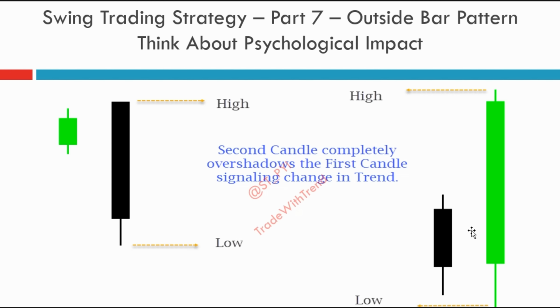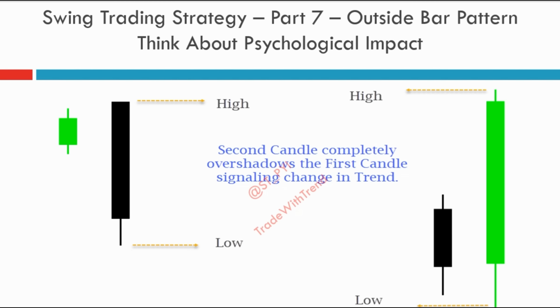Next day, what happens is that price opens at this level, it auctions lower, that is moves lower below the low point of the previous candle, and then suddenly you see a spurt of buying emerging, and the candle closes above the high point of this day. Now this is what I was referring to earlier, that the second candle of this pattern is actually the most important candle, wherein it completely engulfs the previous candle, signifying a change of trend.